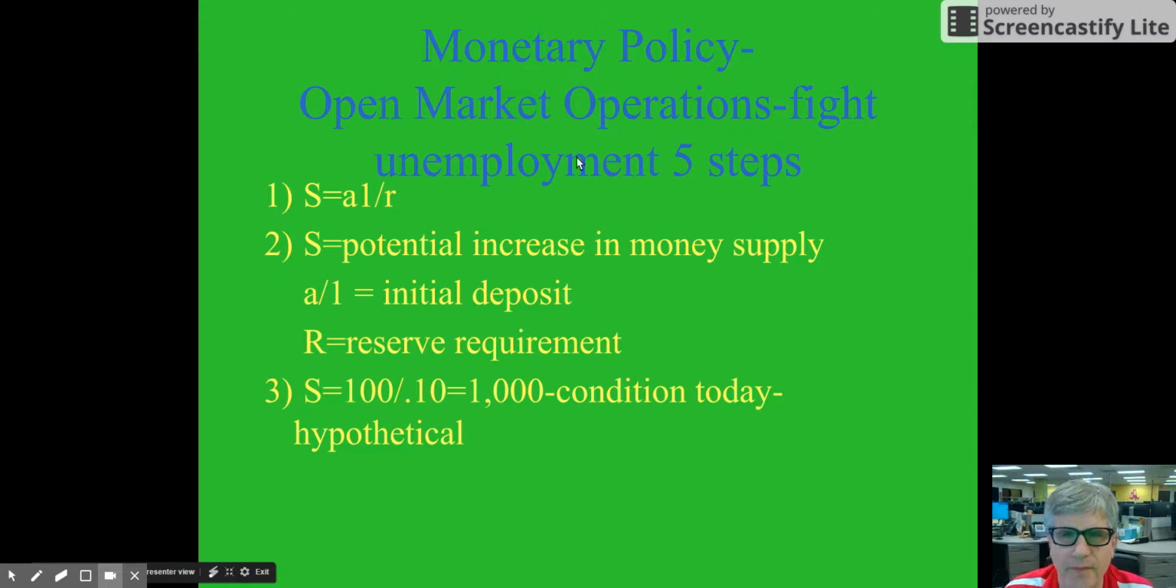So if we're going to fight unemployment and raise GDP, we have 5 steps. These are all the same as with the reserve requirement. S equals A1 over R. S is the potential increase in money supply. A1 is the initial deposit. R is the reserve requirement. This is the hypothetical today. $1,000 is the potential money supply. 0.10 is the reserve requirement. A1 is the initial deposit.